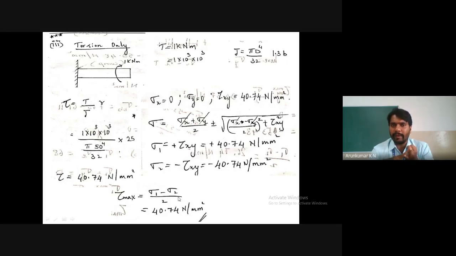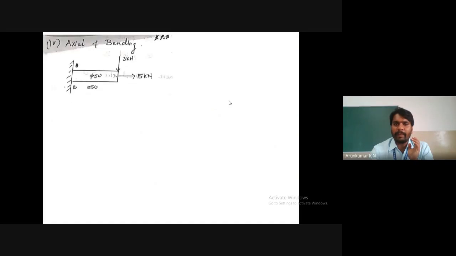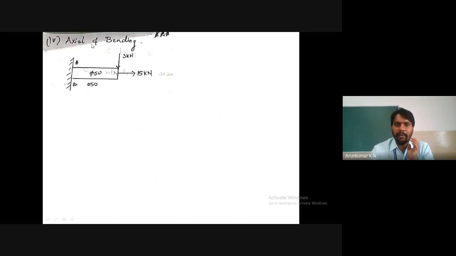Transverse load, bending stress will be developed, and torsional load, shear stress will be developed. These are the three cases to understand the problem. Next is the exam-oriented problem, where it is a combination of axial and bending. Axial load is given, the transverse load is given.